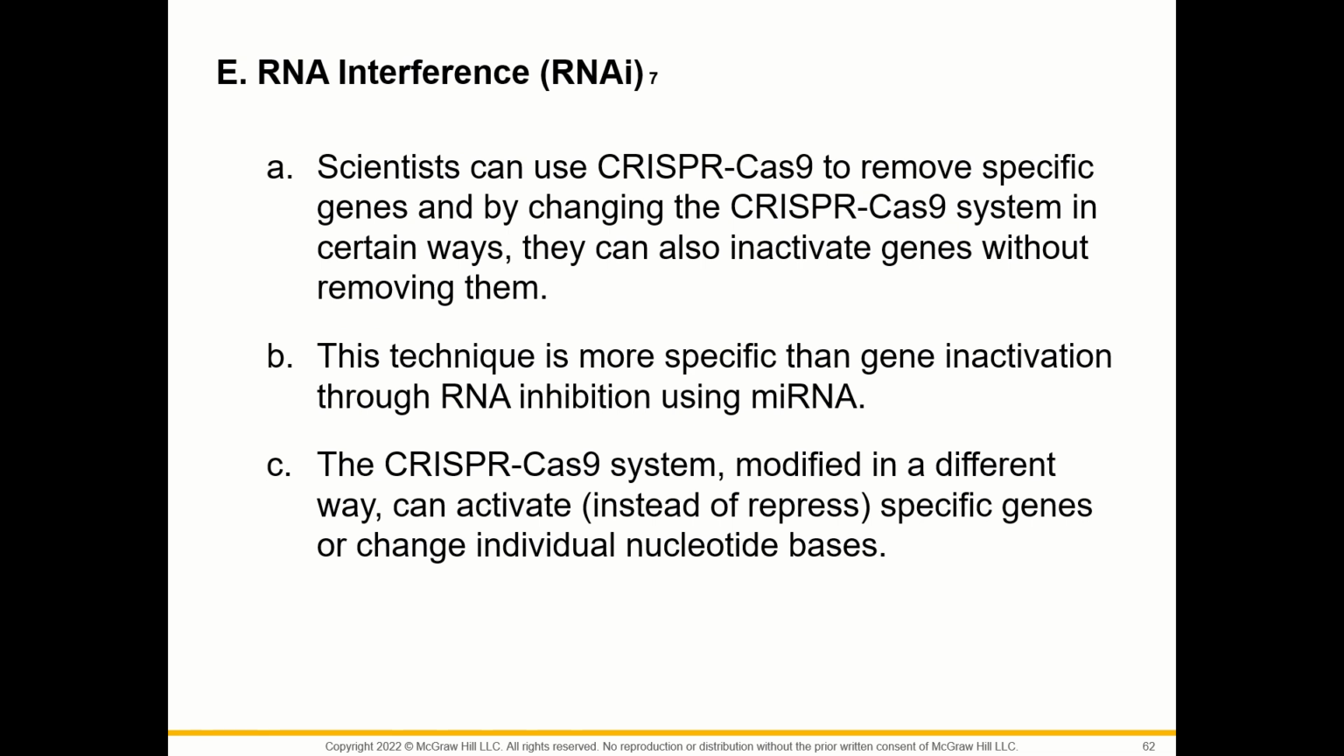Scientists can use the CRISPR-Cas9 to remove specific genes. By changing the CRISPR-Cas9 system in certain ways, they can also inactivate genes without removing them. This technique is more specific than gene inactivation through RNA inhibition using microRNA. In a twist on this theme, CRISPR-Cas9 has also been used to activate instead of repress specific genes.